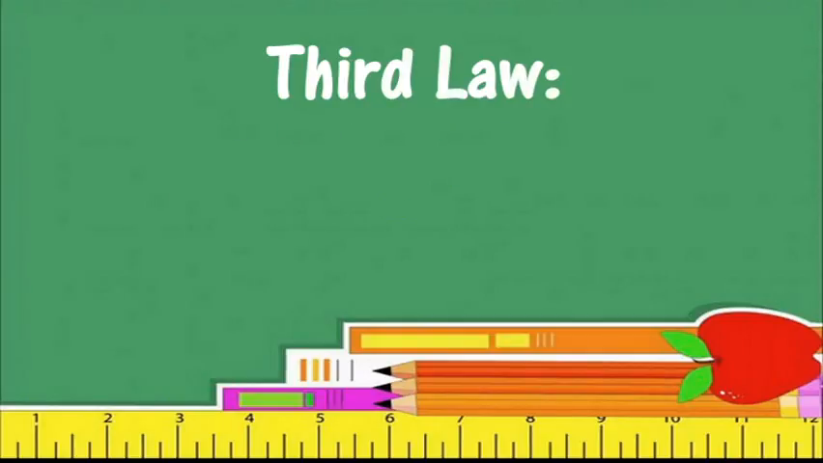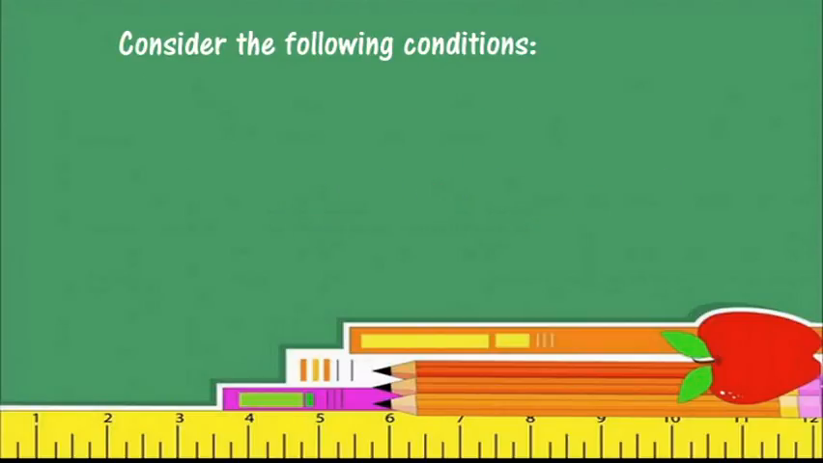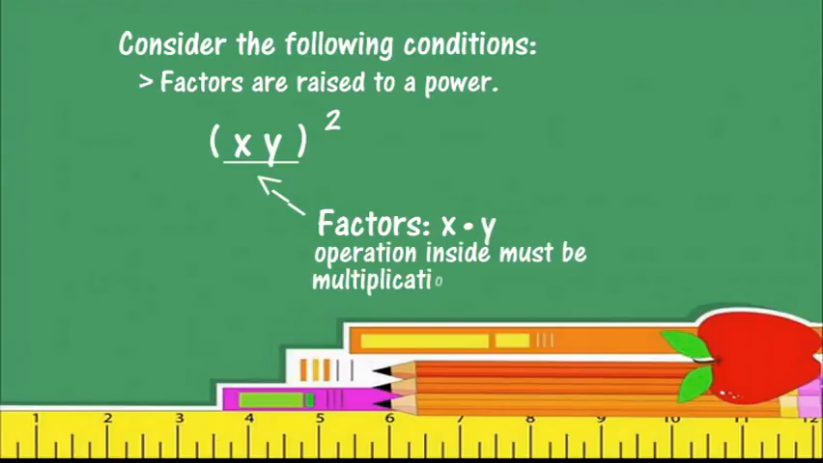The third law is power of a product. In this law, you must consider the following conditions. Factors are raised to a power. In the expression (xy) raised to 2, the factors are x times y, and the operation inside must be multiplication.